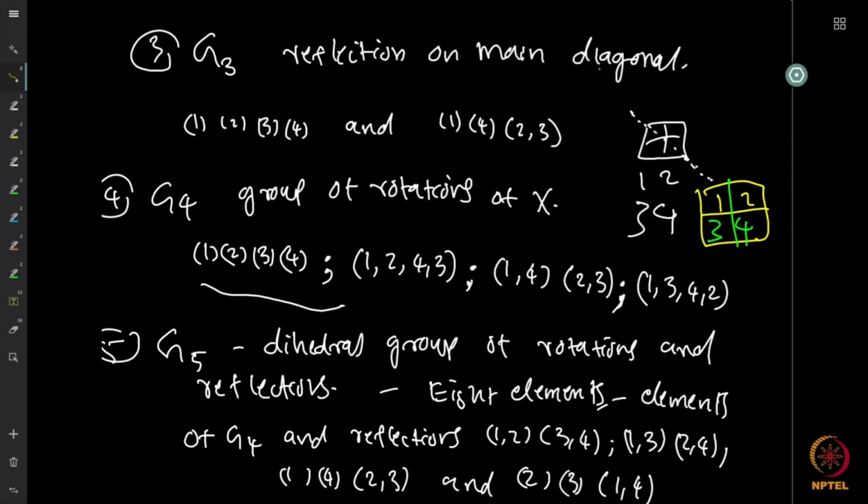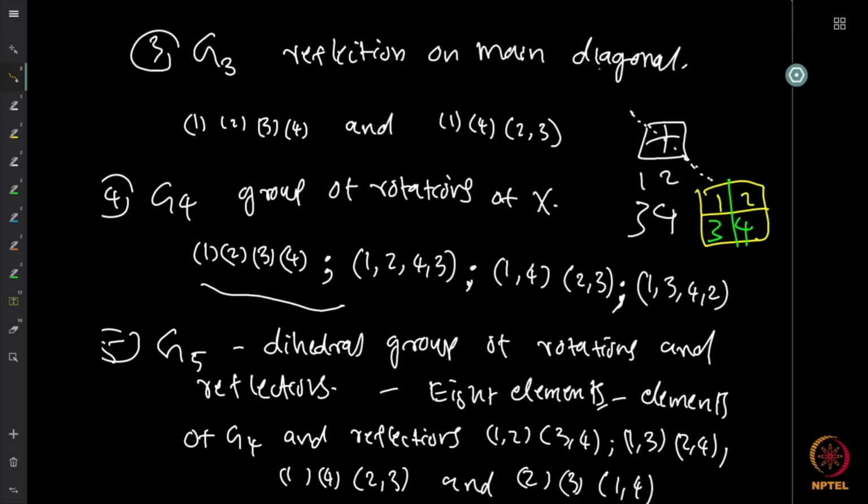So what are basically the rotations? Rotations are like, so this 1, 2, 3, 4 is there, right? I just rotate the entire figure by 90 degrees. So these are the rotations. And what are the elements of the permutation group which does this job? Of course, the identity is the rotation where we don't do anything.